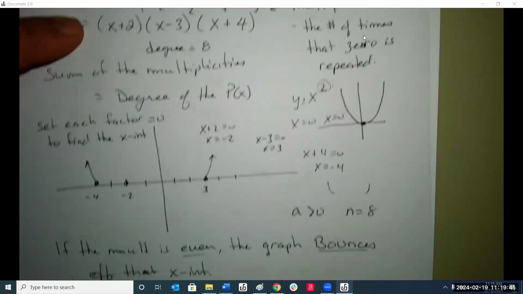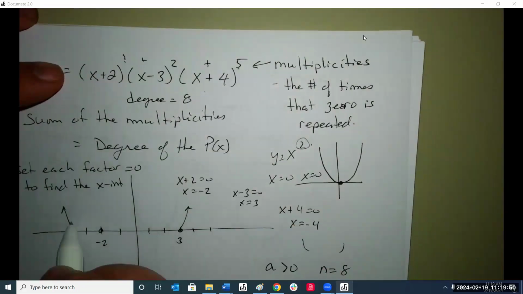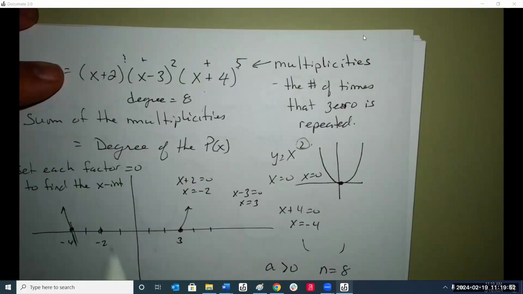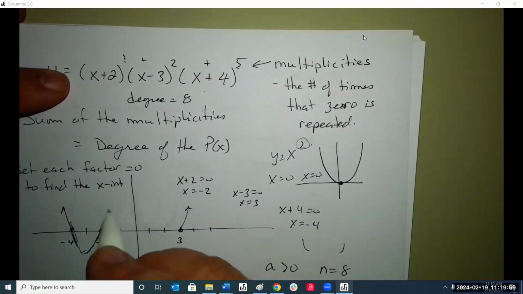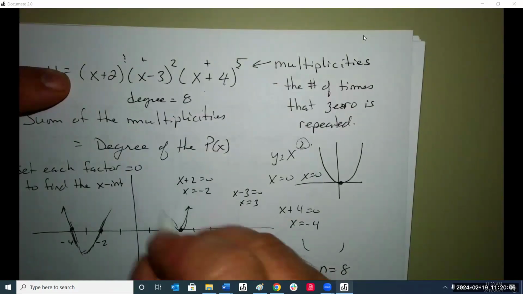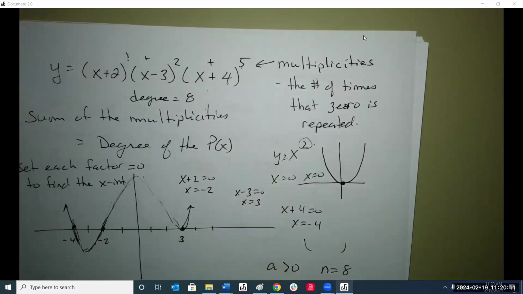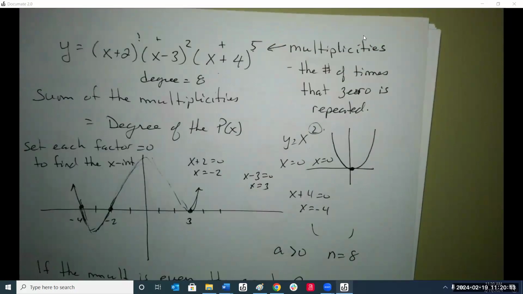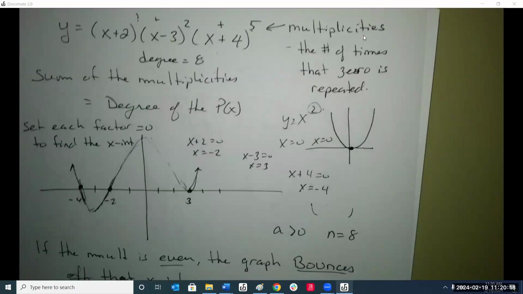So what do we see here? At -4, the multiplicity is 5, so it means it crosses. At -2, it's 1, so it crosses again. At 3, it's 2, so it bounces. So somewhere along the path here, we'll have a y-intercept. That's what the graph's going to look like.